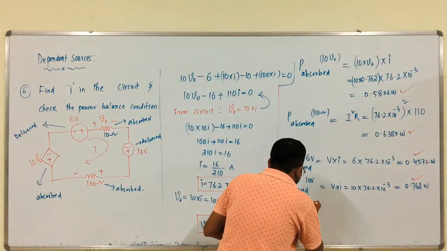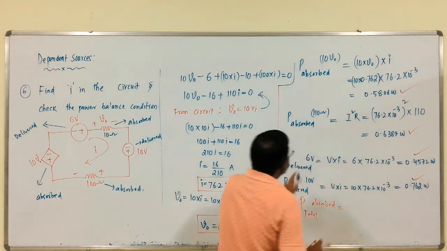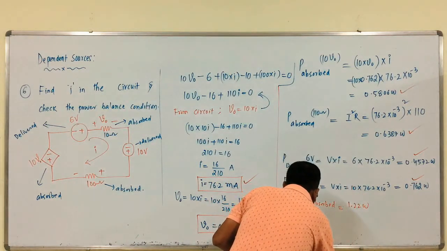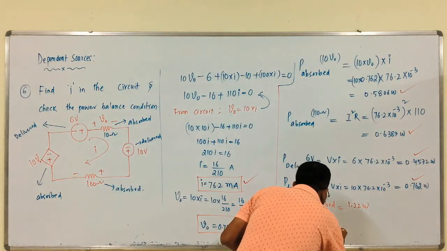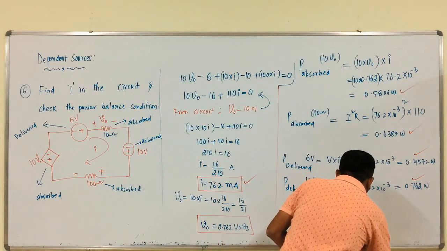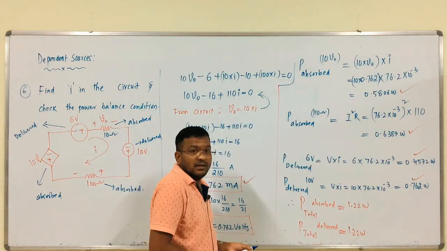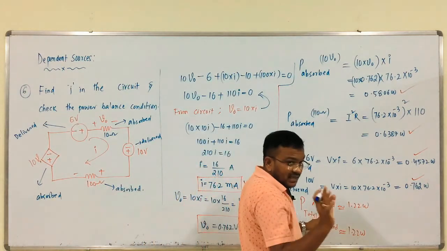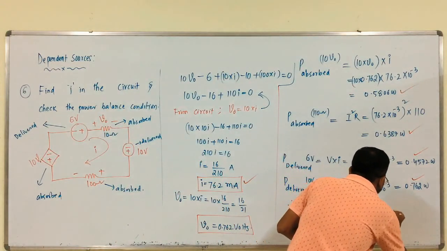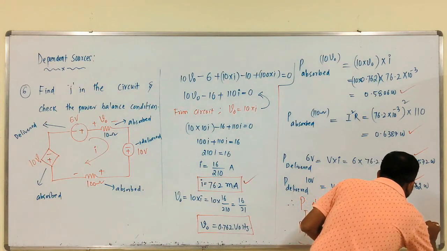Therefore, P total absorbed is equal to what? We got 1.22 watts. Like that, P total delivered is equal to the summation of these two. We got 1.22 watts, approximately 1.22. So, from this we have to conclude that in any simple loop circuit, the power delivered is equal to the power absorbed. P delivered is equal to P absorbed.